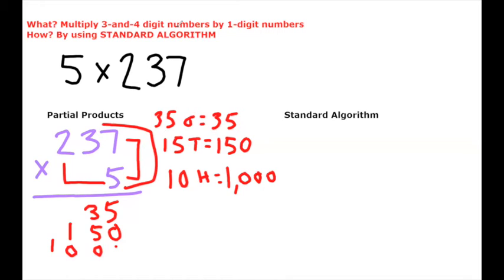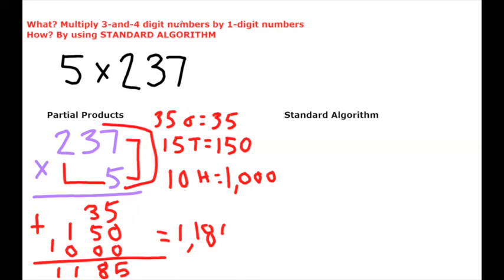Now that we have all of our partial products, we add them all together to get our answer. 5, 8, 1, 1. So we got 1,185 as our product. So if you break it up, partial is each part, products is the answer to a multiplication problem. So we found each part, we found the answer, then we added it up.